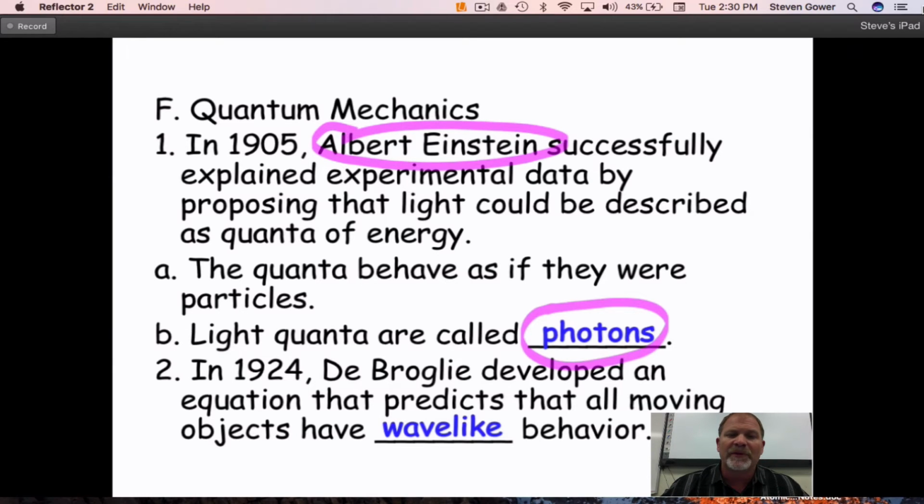De Broglie developed an equation that predicted the moving of objects in a wave-like behavior. So this is where we understand that light is both a particle and a wave. A particle and a wave. And that's where we dealt with this situation. So note de Broglie, wavelength, and Einstein.